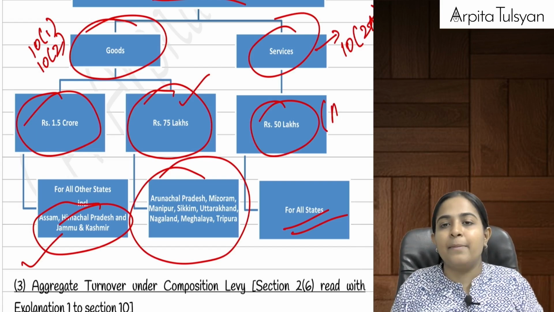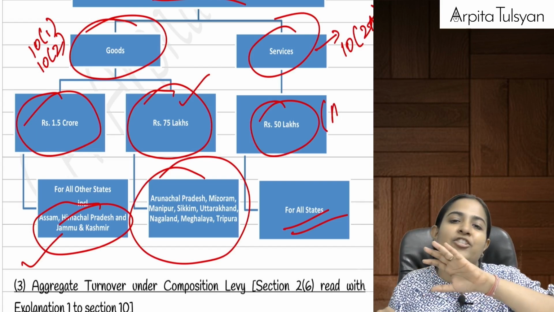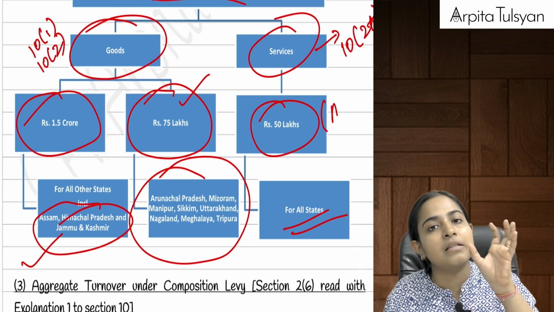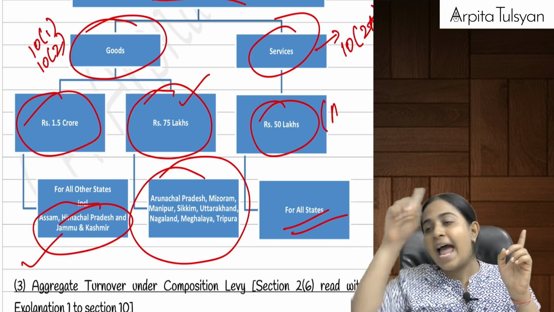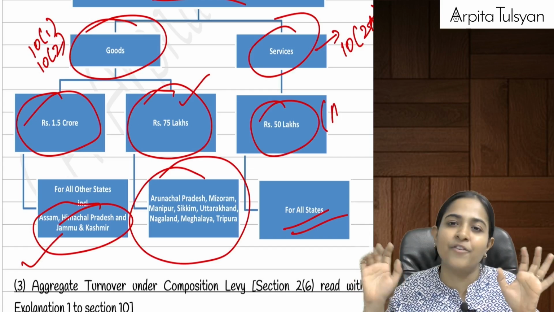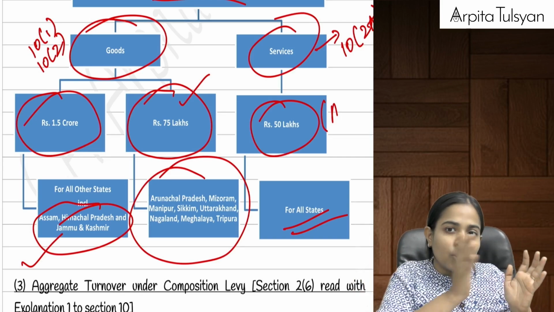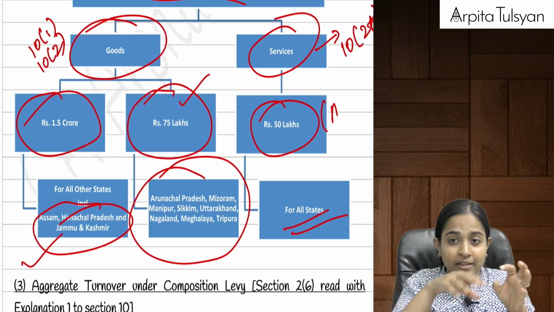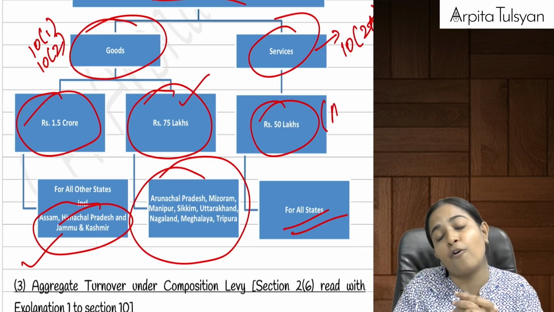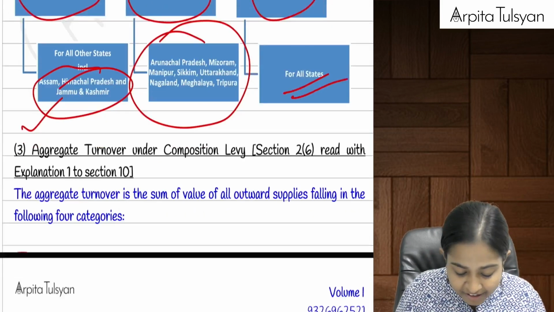Okay, so broadly we can say for section 10.1 and 10.2, the limit is rupees 1.5 crore aggregate turnover of the preceding financial year, and for 10.2a it is rupees 50 lakhs. But for the first category, for special category states like Arunachal Pradesh etc., the limit is going to be 75 lakhs.